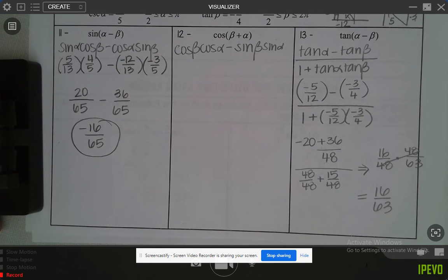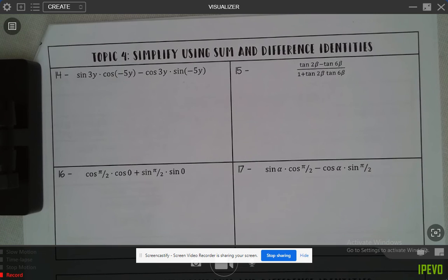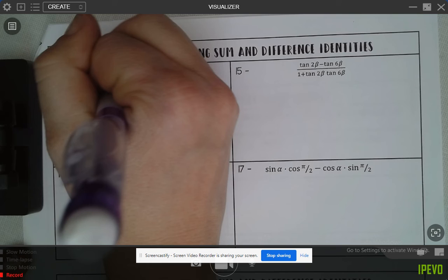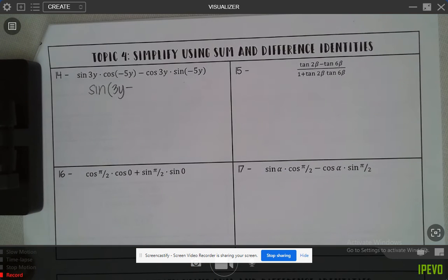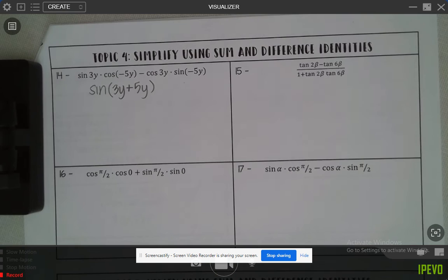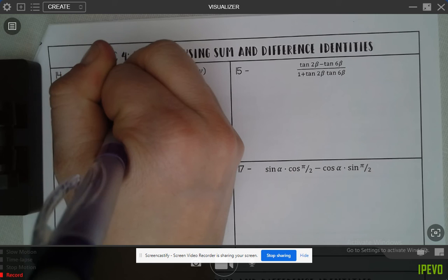Start working on the first one. Sum or difference, sine, cosine, tangent. That's the first thing you want to ask yourself. So, sum or difference. Actually, I would go sine, cosine, tangent. Sine, right? Sine and cosine together. Sum or difference? Difference. So this is the sine of 3y minus what? Negative 5y. What are we going to do? You're going to add them. So this is a sine of 8y.